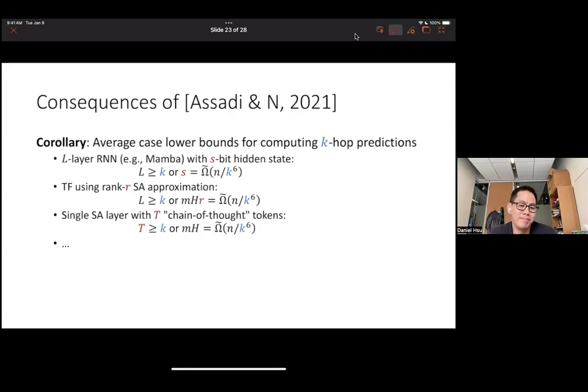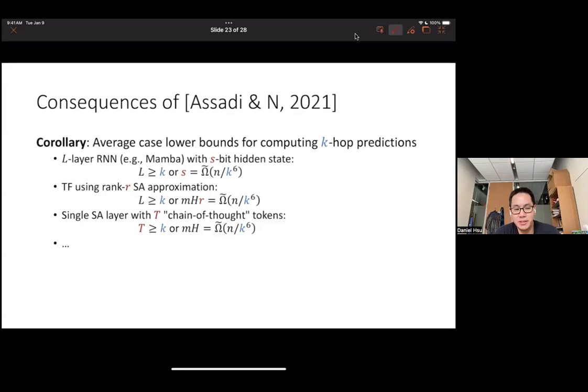And then we finally show a lower bound for very shallow transformers, say a single self-attention layer, but you're going to help it along by giving it the ability to write stuff down, like in the chain of thought models. So if you're allowed to write down T chain of thought tokens, either T has to grow linearly in k, or the width has to be like n over k to the sixth.